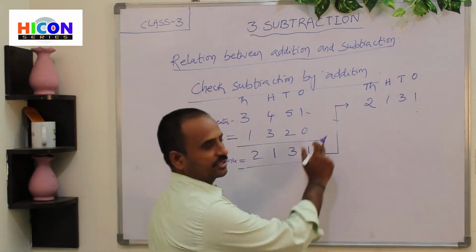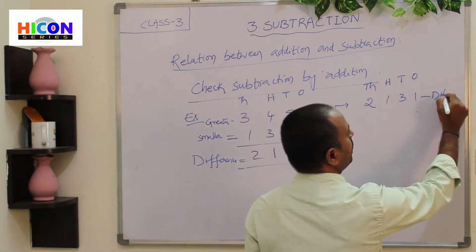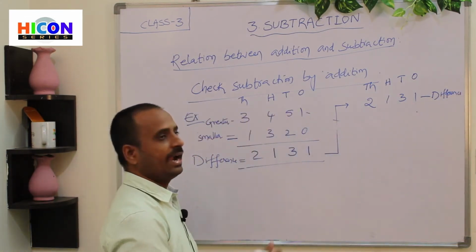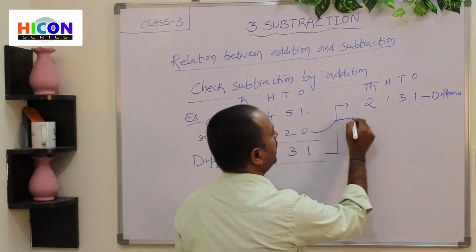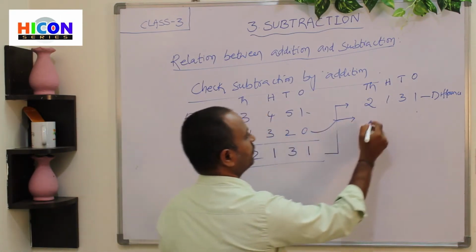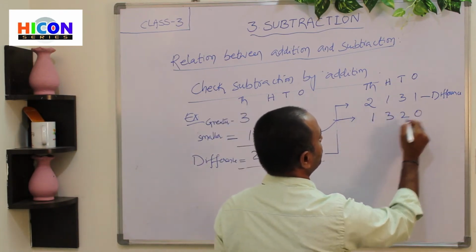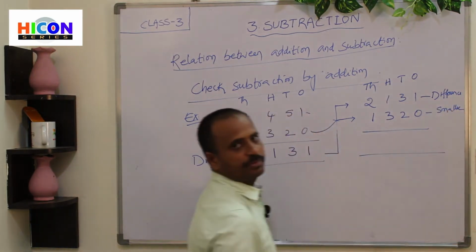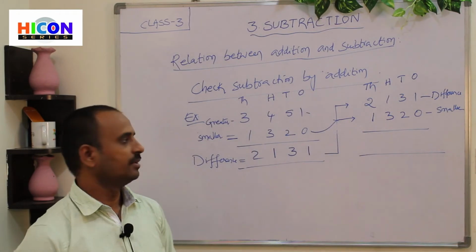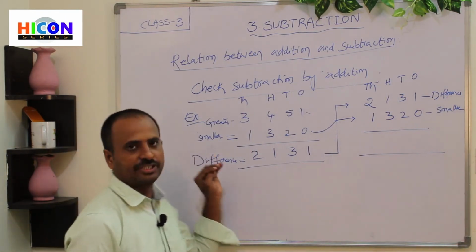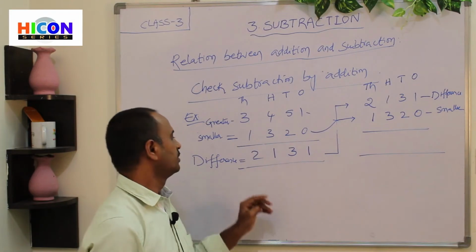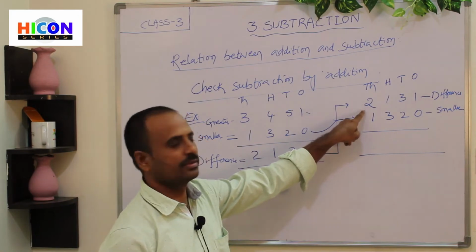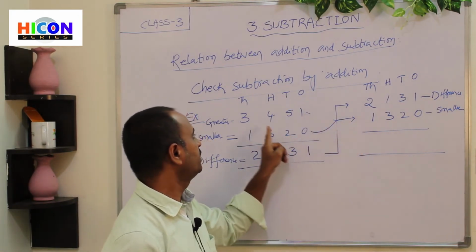Write the difference first. This is the difference. And we have to add the smaller number to the difference. What is the smaller number here? 1320. This is the smaller number. Then we should get the greater number, and our subtraction will be correct. How can we check our subtraction? By using addition. We add the smaller number to the difference. Write the difference first and add the smaller number. Then we should get the greater number.